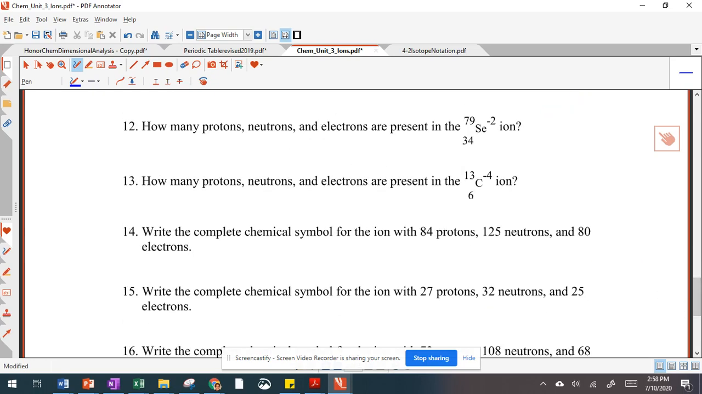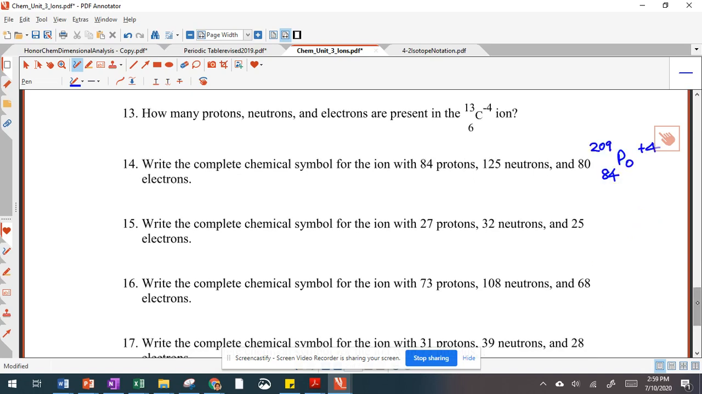For number 14, you're going to have to use your periodic table. Number 84 is polonium. It has 84 protons, so we put 84 here. We add our protons and our neutrons to get our mass number. That's going to be 209. Then, since we have fewer electrons than protons, it's going to be +4. We do the same thing all the way up through 17. So that's how to do your ion worksheet.